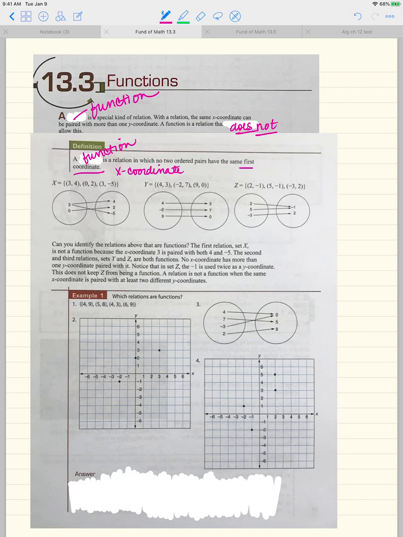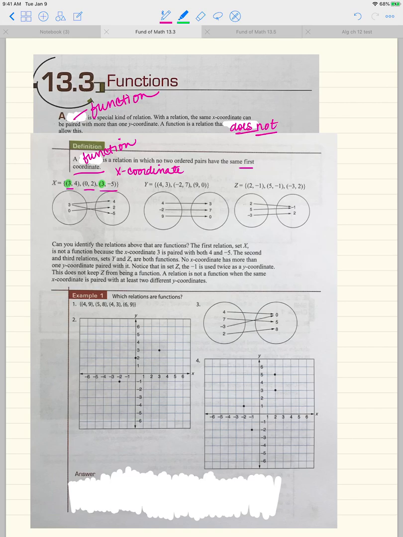So let's look at relation x. We have ordered pairs (3, 4), (0, 2), and (3, -5). When we make a circle mapping of those, we see 3 and we see 0, and then we see 2 arrows coming off of the 3, okay? As you will notice, we have a 3 in this one and a 3 in this one.